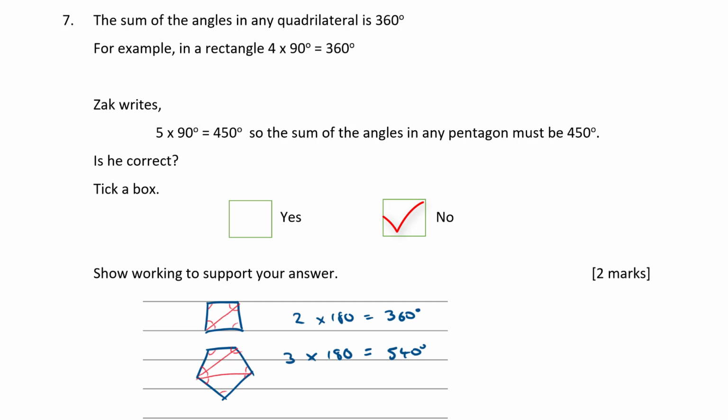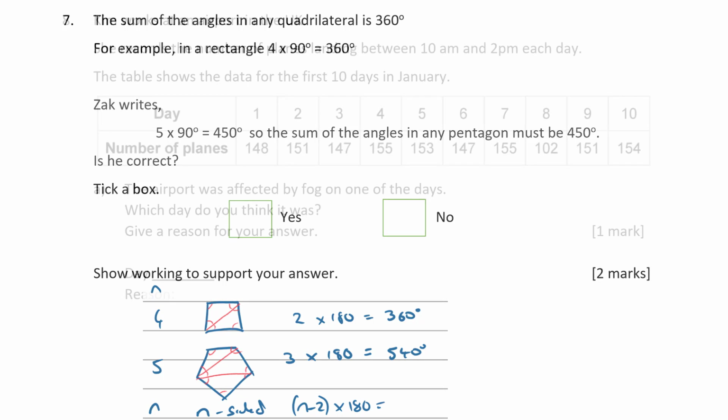Now generally, if you've got an n-sided polygon, then it's going to be n minus 2, 2 less than the number of sides, times 180. And you can see that in the pattern above. In there I've got n is 4, haven't I? When n is 4, then it's 2 times 180. When n is 5, then it's 3 times 180. So if I've got n sides, then I'm going to have n minus 2 times 180 as the sum of the interior angles.